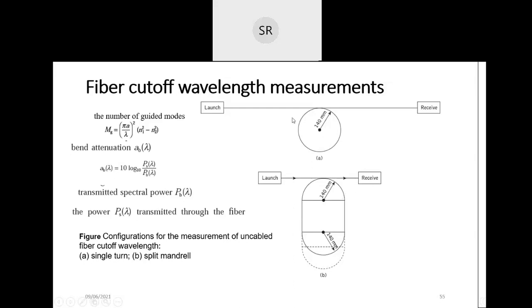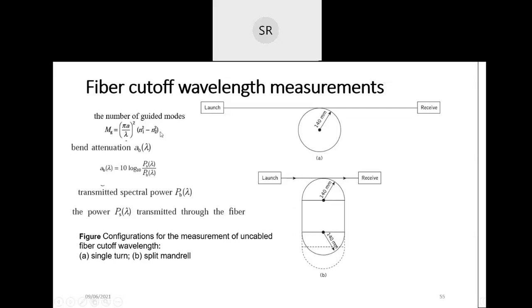Now using that single turn of a fiber, because of the single turn, the fiber will be bent, and because of that bending there will be attenuation, and that bending attenuation is calculated using 10 log of PS of lambda. PS of lambda is nothing but the input power through this particular fiber. And here PB of lambda is the transmitted spectral power, and this is about the power transmitted through the fiber here.